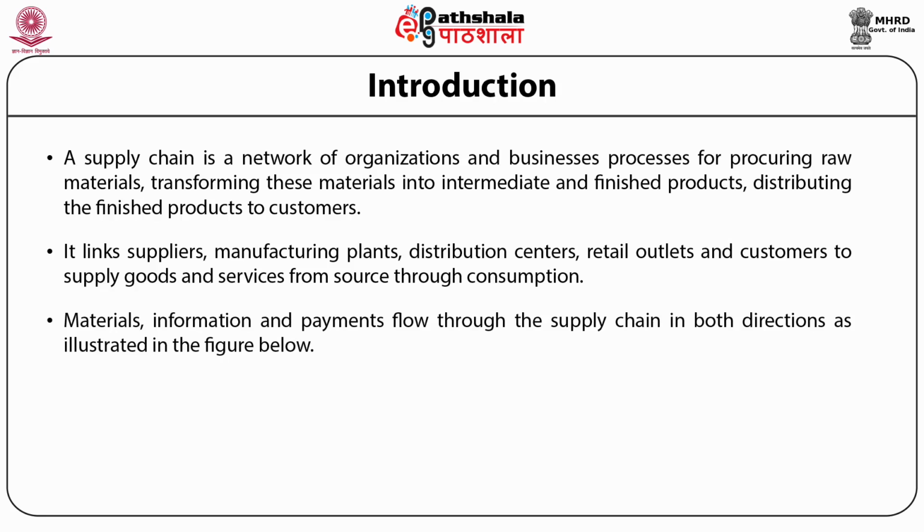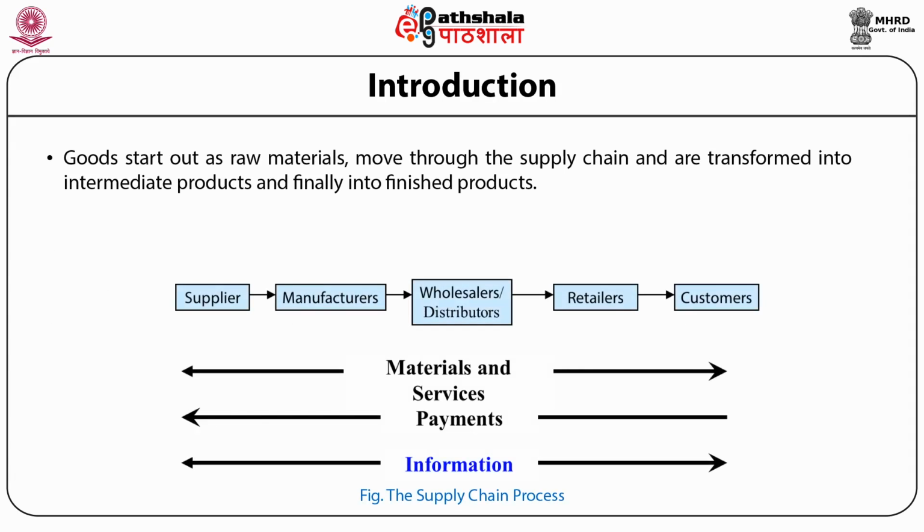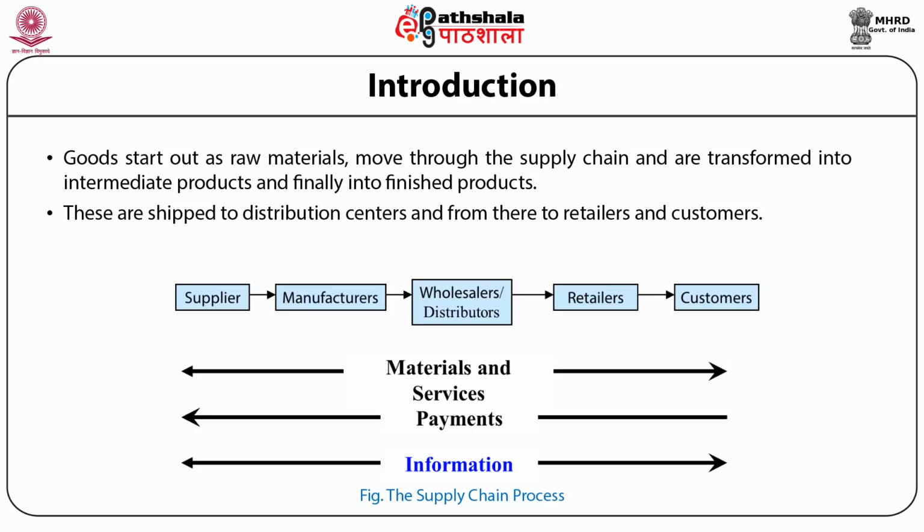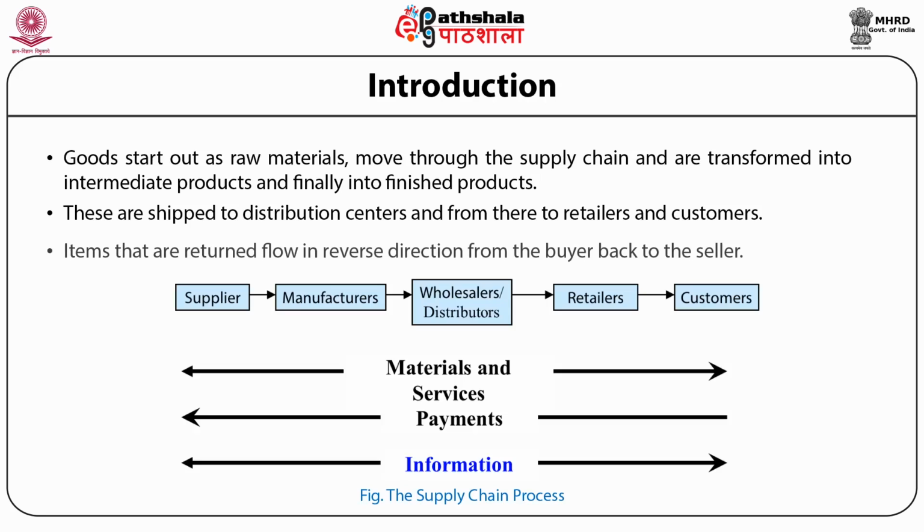Materials, information, and payment flow through the supply chain in both directions as illustrated in the following figure. Goods start out as raw material, move through the supply chain, and are transformed into intermediate products and finally into finished products. These are shipped to distribution centers and from there to retailers and customers. Items that are returned flow in the reverse direction from the buyer back to the seller.